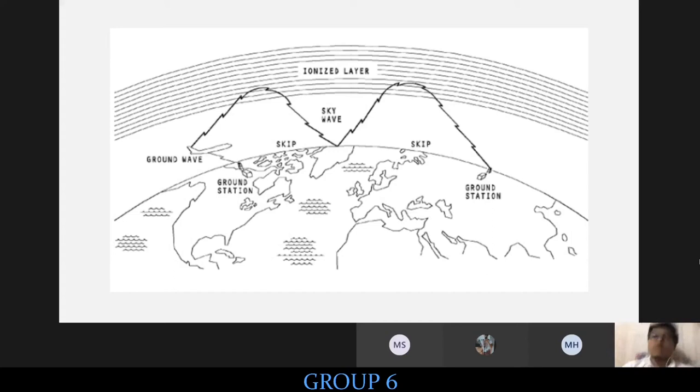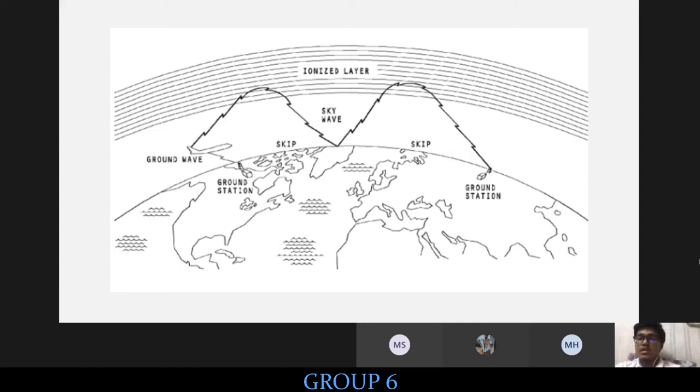This is the example. From the ground station, the ground wave goes to the ionized layer and comes down as a sky wave, skips, and goes back to the ground station. So the information goes like that.